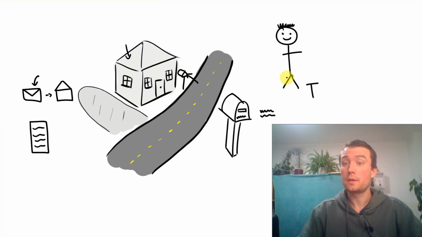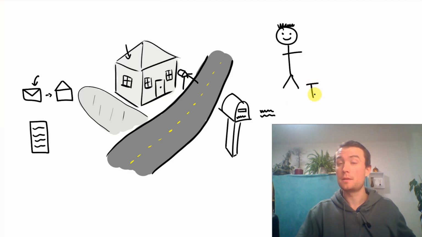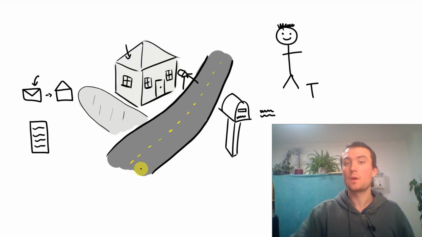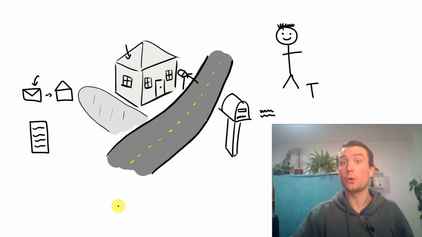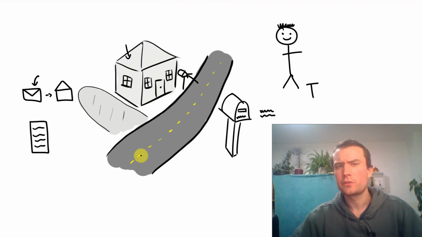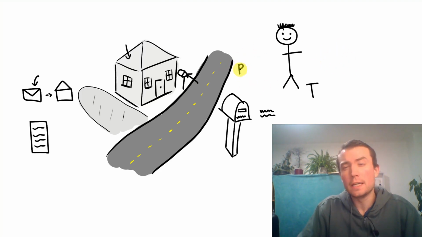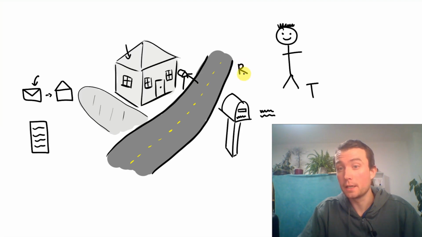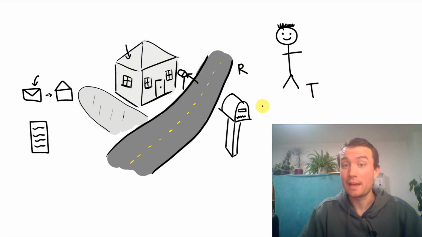This person is called Tim. His name is Tim. My name is Finn. I'm called Finn. He is called Tim. This road, or this street, also has a name. This road is called Rocky Street. So Tim's address is Rocky Street.